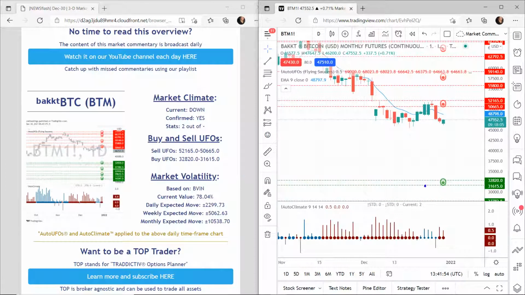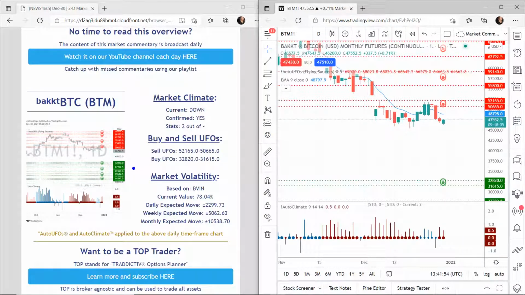With Bitcoin, we have a thick red dot, probability to the downside. We have sellers above us at 52,165 to 50,665. And we have buyers a lot further down here at 32,820 to 31,615. So overall, probability to the downside, much closer to the sellers than the buyers. Lots of room to go before buyers step in, and probability down on our climate there.